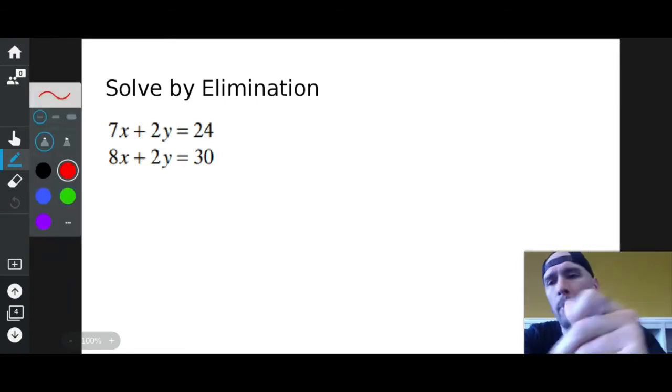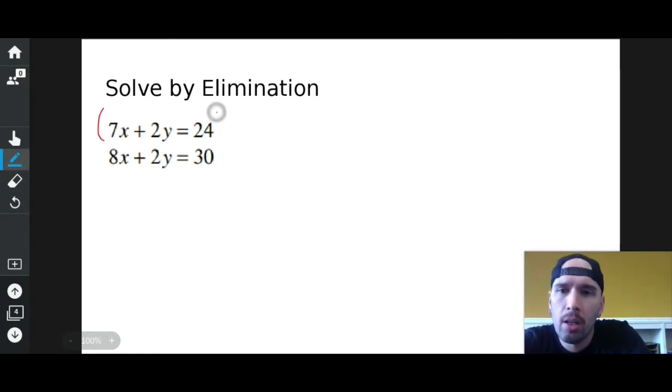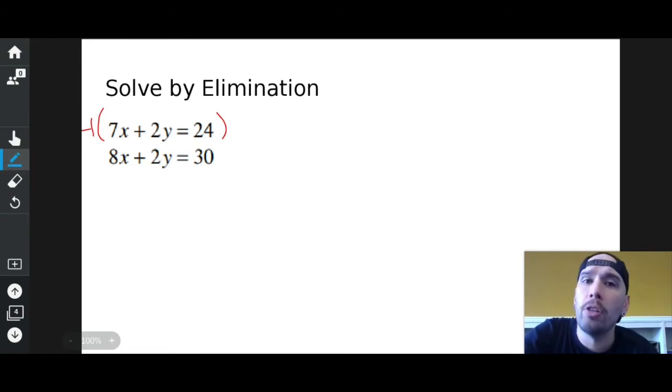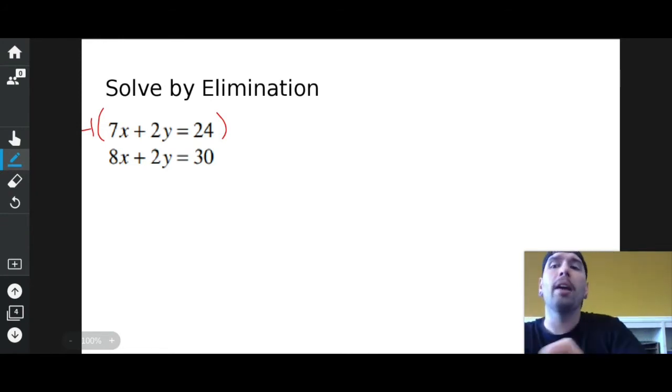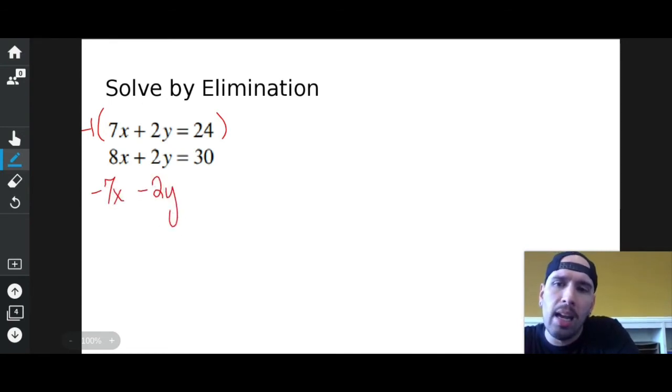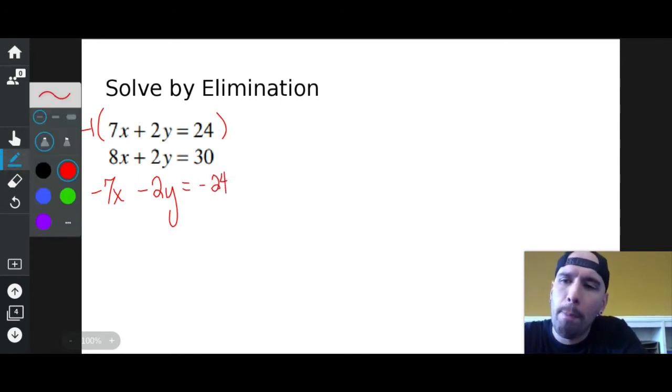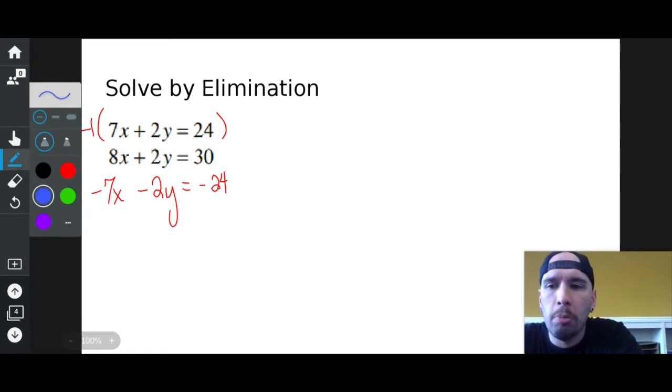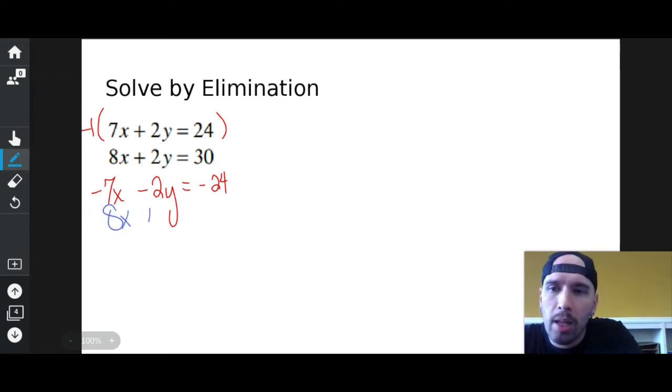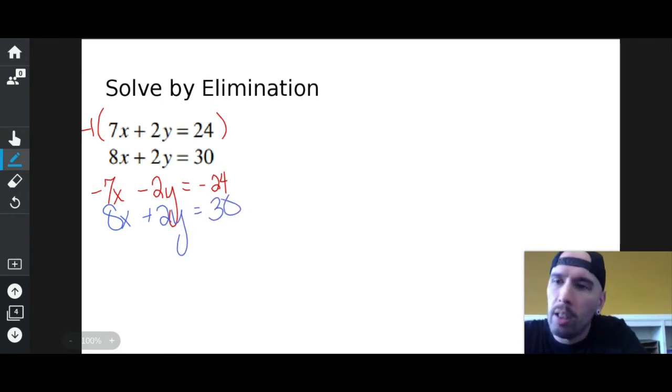Let's multiply the top one by negative 1 because why the heck not? I'm multiplying literally everything in the top equation by negative 1. So positive 7x becomes negative 7x, and positive 2y becomes negative 2y, and equals is equals, and positive 24 becomes negative 24. And I'm going to rewrite out the bottom equation, which is going to be 8x plus 2y equals 30. Everything's already stacked up.